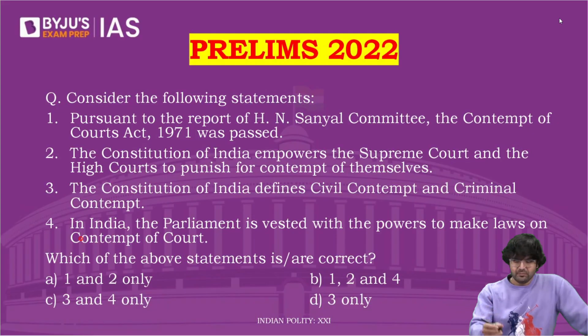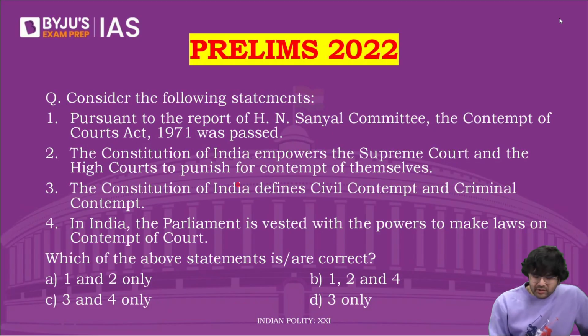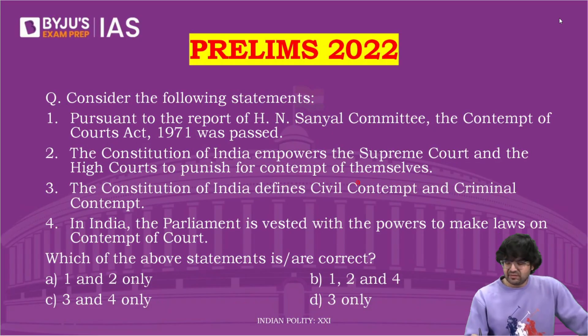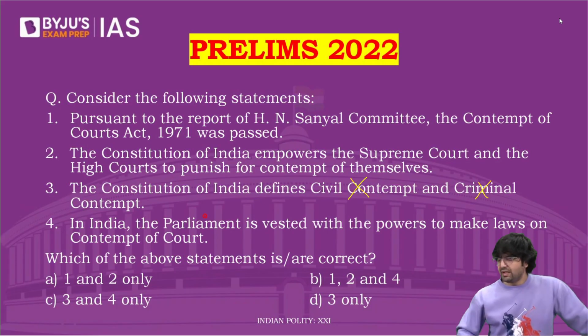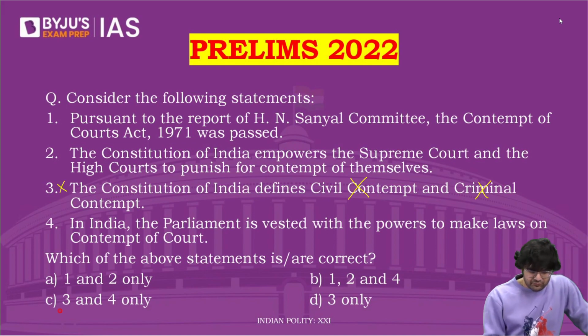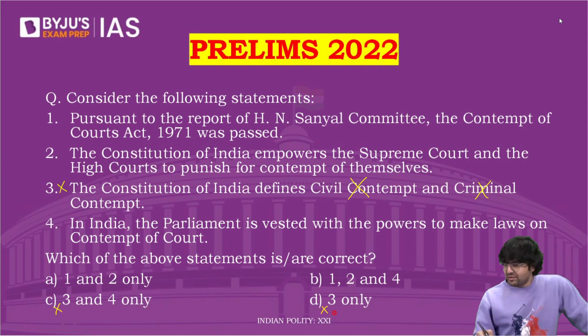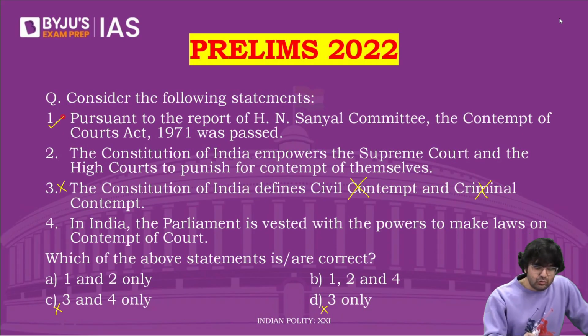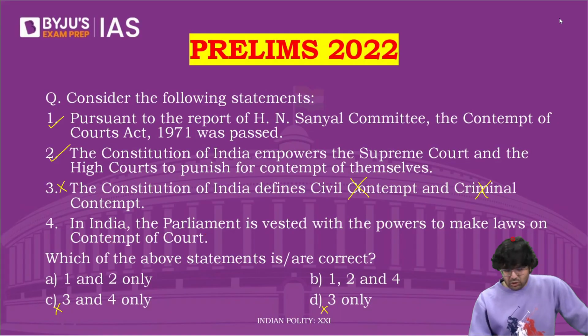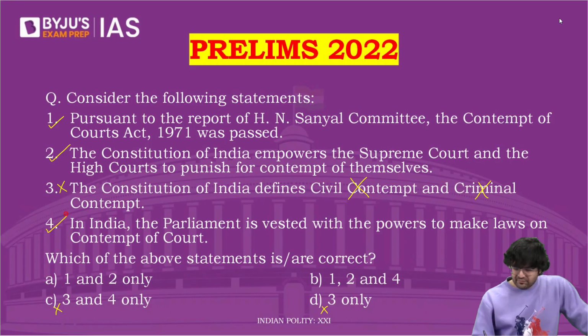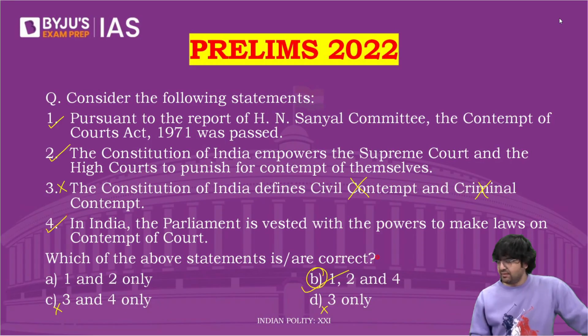Decent, very good. See, the Constitution of India does not define all these things. These are mentioned where? In the Contempt of Court Act 1971. In the law. 3 is wrong. Remove 3. So 1 and 2 are right. We don't even need to know these statements. They have to be right. 4. In India, the parliament is vested with the powers to make laws on contempt of court. Yes, 4 is correct. B is the right answer.